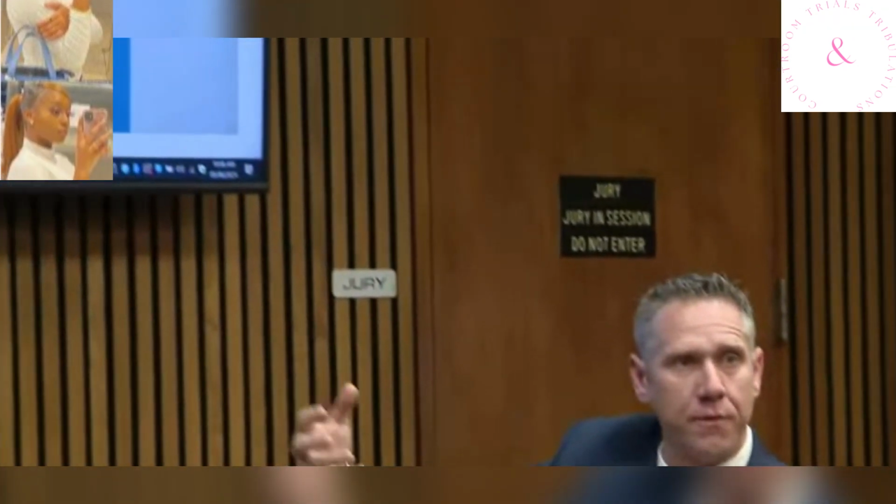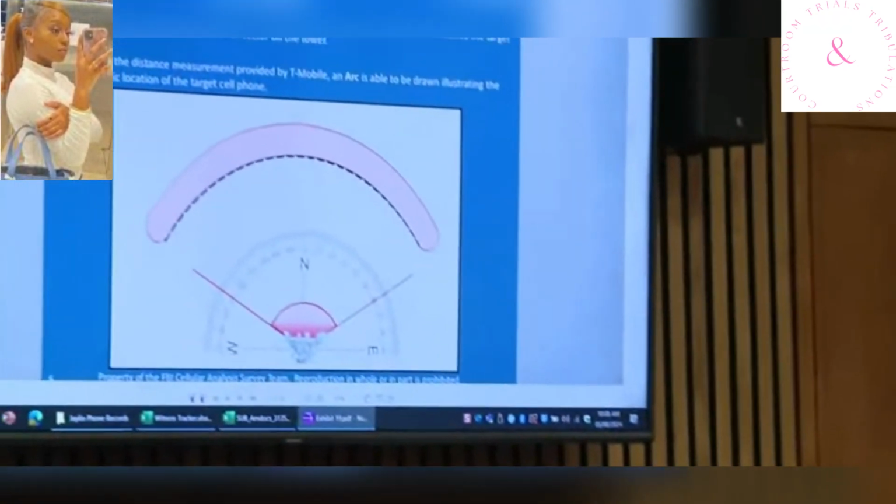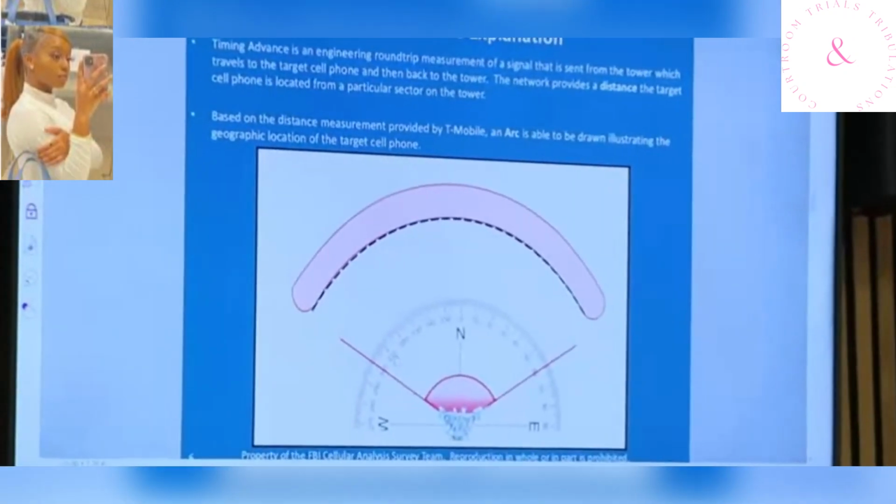Okay, and so if you were looking at this data point, where would you expect the phone in question to be located in this image? I would start with in the arc. It is possible though the phone could be slightly on either side of the arc as well. Okay.